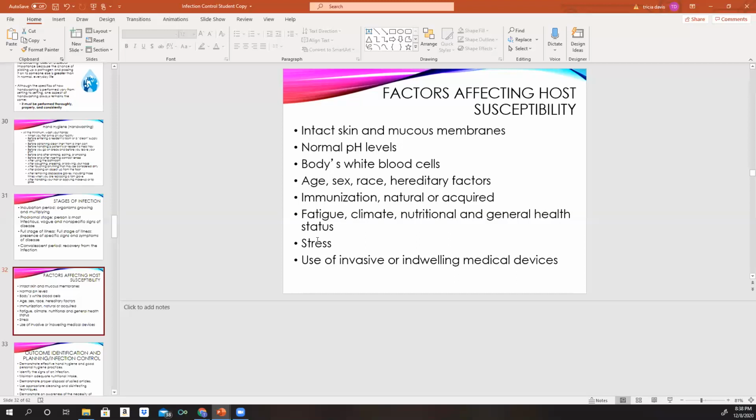And then stress level. Being stressed and not taking care of yourself with proper nutrition can have an adverse effect on your body and leave you susceptible to developing infection. And then the use of invasive or indwelling medical devices, which provide exposure to and entry for more potential sources of disease-producing organisms, particularly in patients whose defenses are already weakened by disease. A good example of that would be a catheter, which can introduce infection.